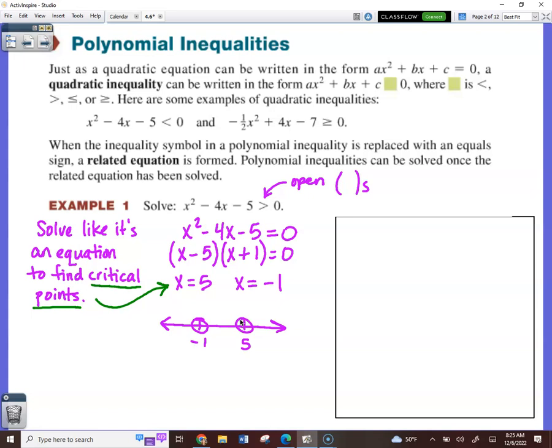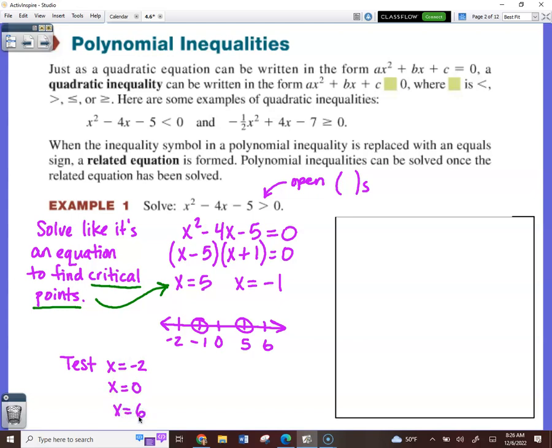So I like to pick easy numbers. You have to have a number sense here. So if I was going left of -1, the next number would be -2. If I was picking a number between -1 and 5, what would be really easy? 0. And then above 5 would be 6. So we're going to test x equals -2, x equals 0, and x equals 6.